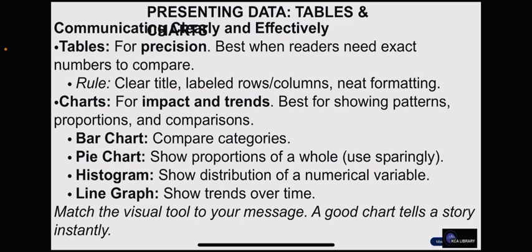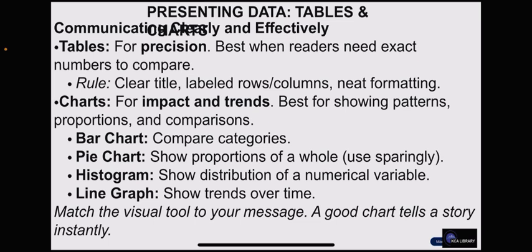The number one rule is to always use a clear title. You label the rows and columns. Make sure the formatting is very neat and clear. You just make everything sharp and clean. Now the chart is there for impact and trends. It is best for showing patterns, proportions, and comparison. We have the bar chart, pie chart, histogram, and line graph. A bar chart is there to compare categories, while a pie chart is there to show proportions of a whole.